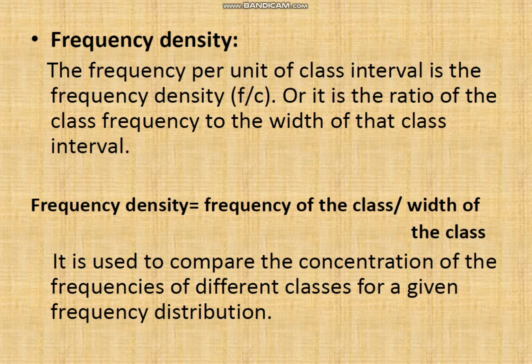Next is frequency density. Frequency density is the frequency per unit of a class interval. That is F divided by C, or the ratio of class frequency to the width of that class interval. The frequency density formula is frequency of the class divided by width of the class. So F is your frequency of the class and C is the width of your class here.